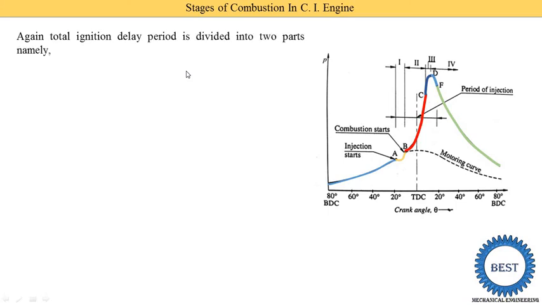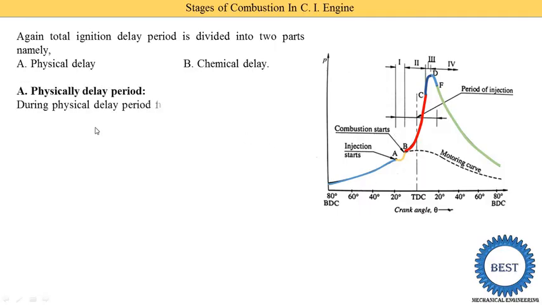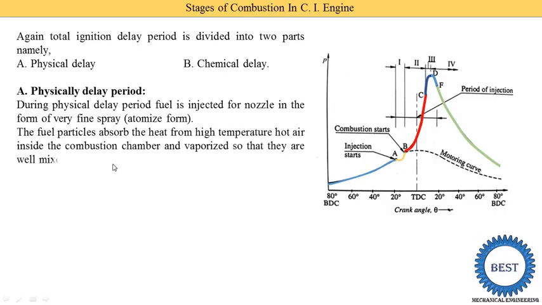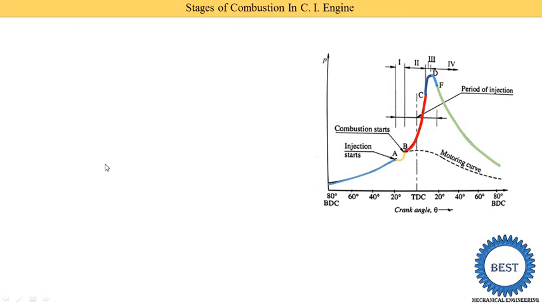Again, the total ignition delay period is divided into two parts, namely the physical delay period and the chemical delay period. So first we understand what the physical delay period is. During the physical delay period, fuel is injected from the nozzle in the form of very fine spray. It is known as the atomized form. The fuel particles absorb heat from the higher temperature hot air inside the combustion chamber and vaporize so that they are well mixed with the air. So this is known as the physical delay period.